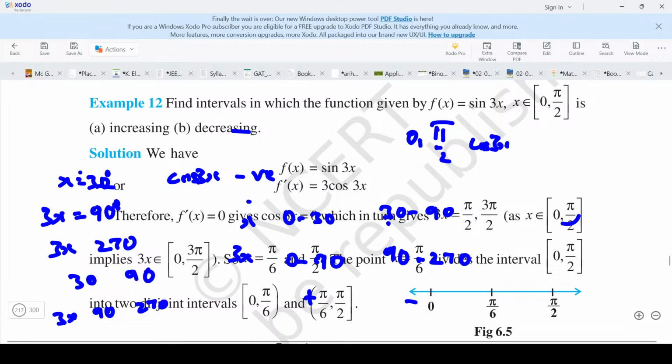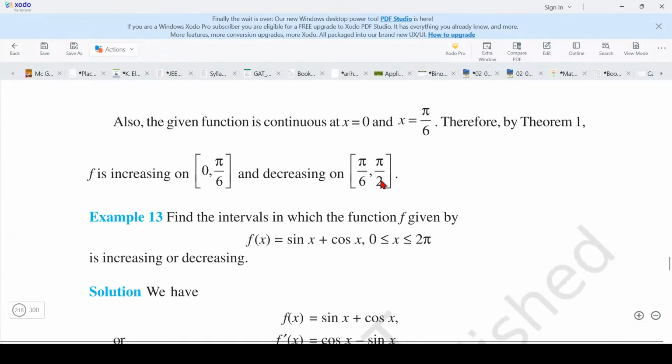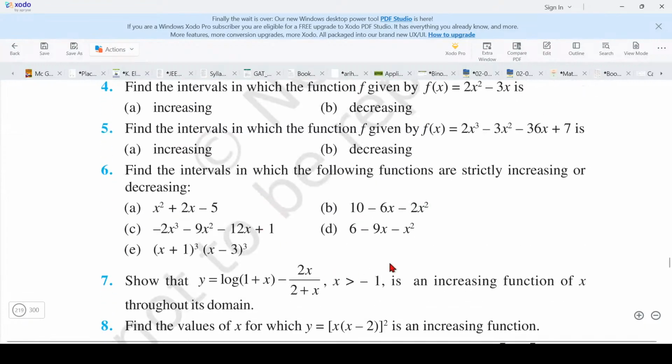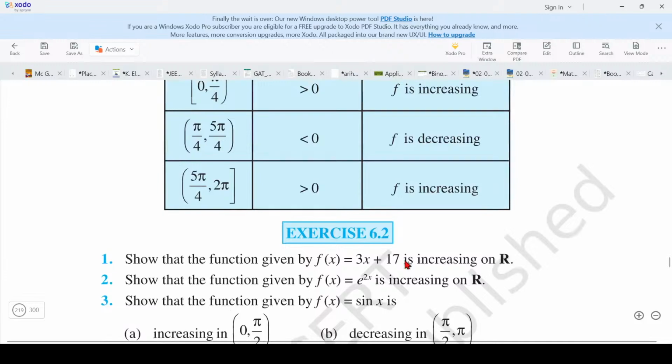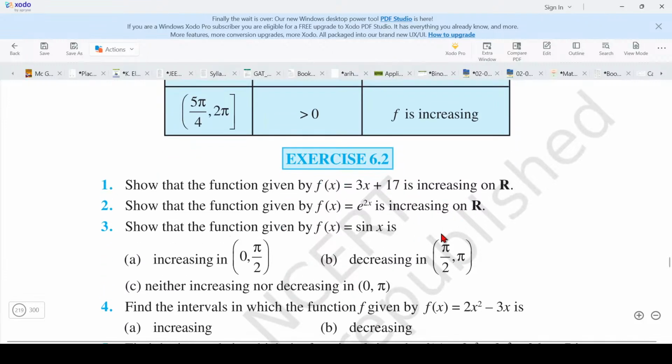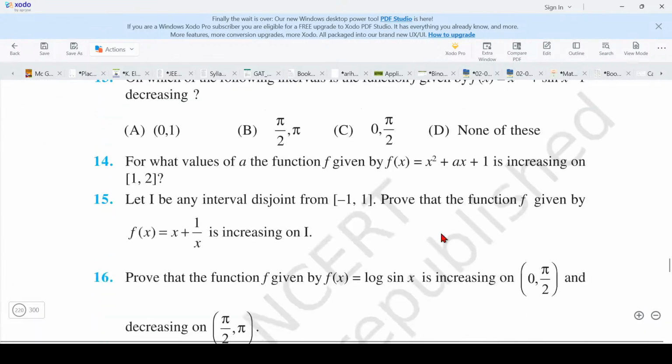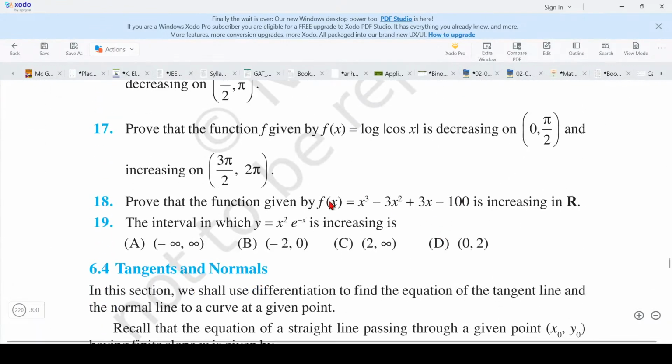So what you guys do, try to finish off this one also. You'll be able to do it. This is very easy. You just need to differentiate and check when it is positive and when it is negative. That's it. I think 15, 20 questions are there. Please differentiate all of these and check. You have the answers.